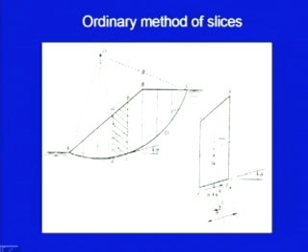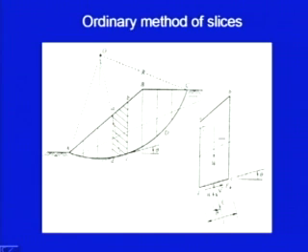Here I have shown the case of a slope. This is the slope, and we have taken a trial circle. Center of the circle is O, R is the radius, and this C, D, A is the failure surface. And here these are the slices we have taken. This is the first slice, second slice, third slice, and so on.